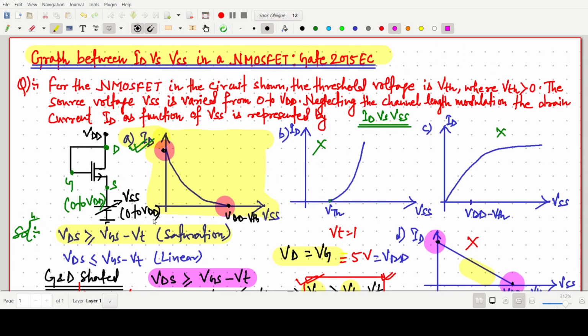You have to use the concept of the simple saturation drain current equation in the saturation region, and how it follows the curve at different points, at two points. You can easily do it. This is an easy question, but we have to be careful about the concept of simple MOS. Thank you for watching this video.